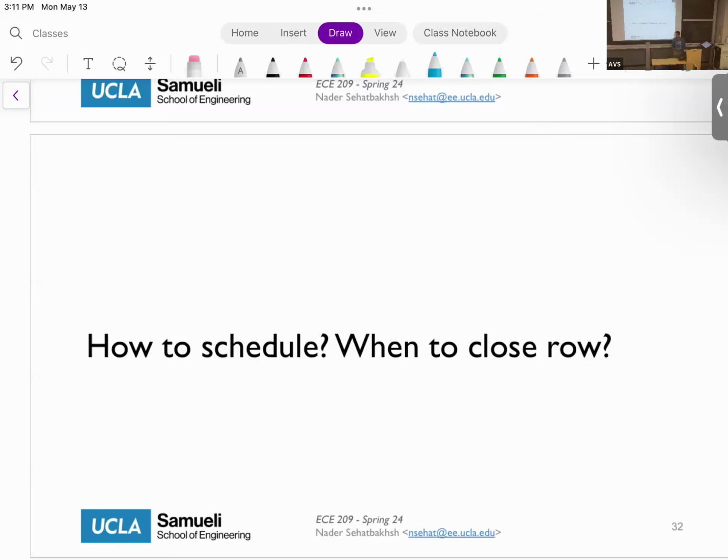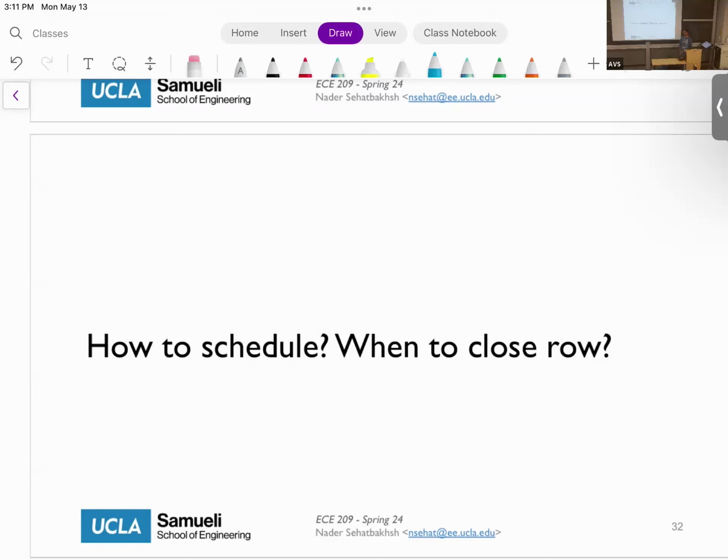Check if there's a hit, so we see if we can maximize our row buffer hits. Whoever gets the row buffer hits goes first. Okay. This is what we usually call first-ready. Anything else?